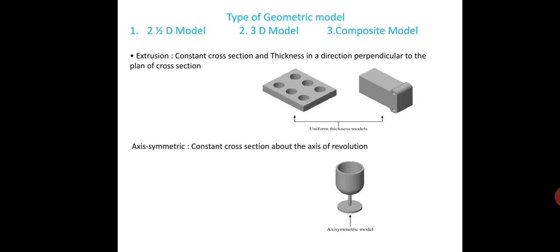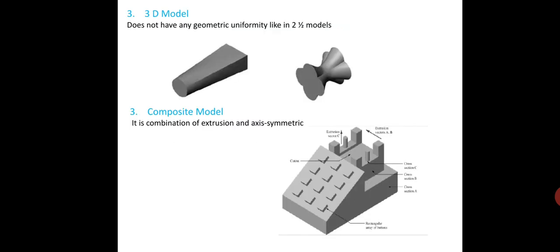Means about the axis, the shape of the profile is symmetric. Then the next one is the 3D model. It does not have any geometric uniformity like the 2.5 model. If you see in the diagram, two different shapes may blend in this 3 dimensional model. The composite model is a combination of extrusion and axis symmetric. If you see in the diagram, some of the part is done with the help of extrusion and some of the part is done by axis symmetric.